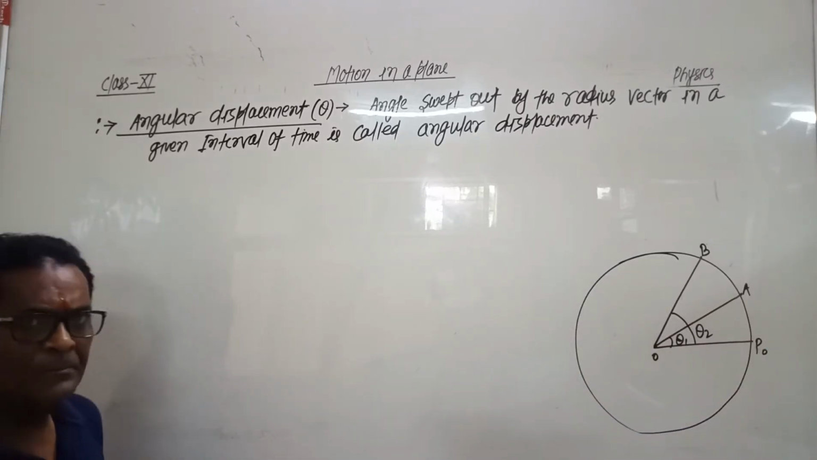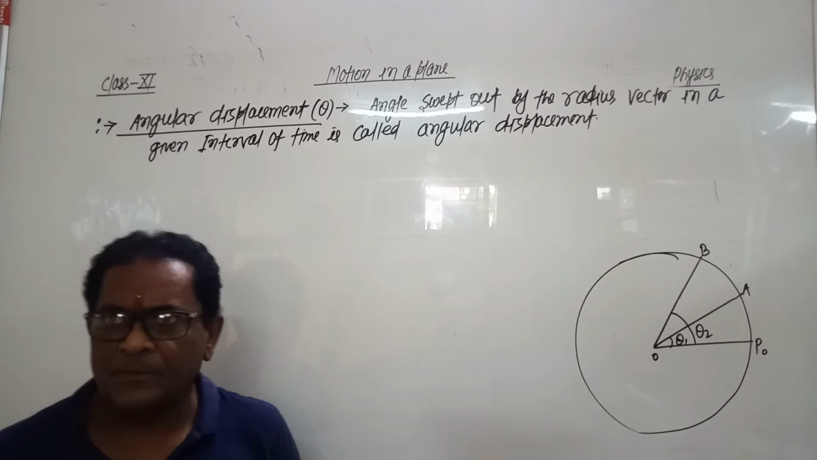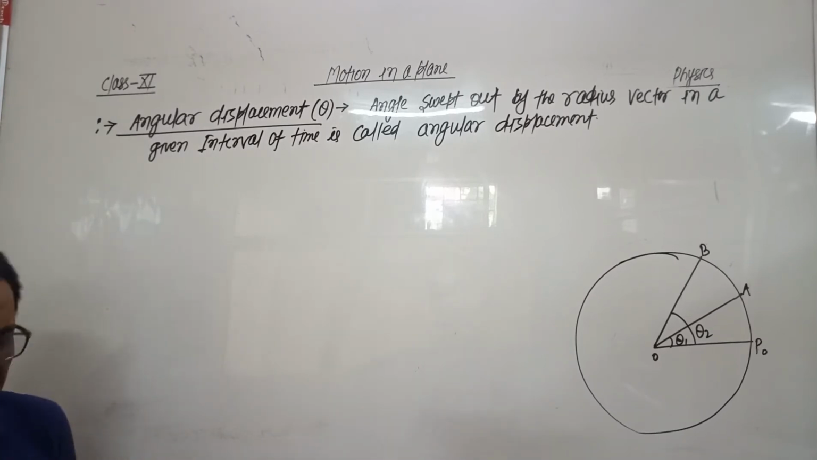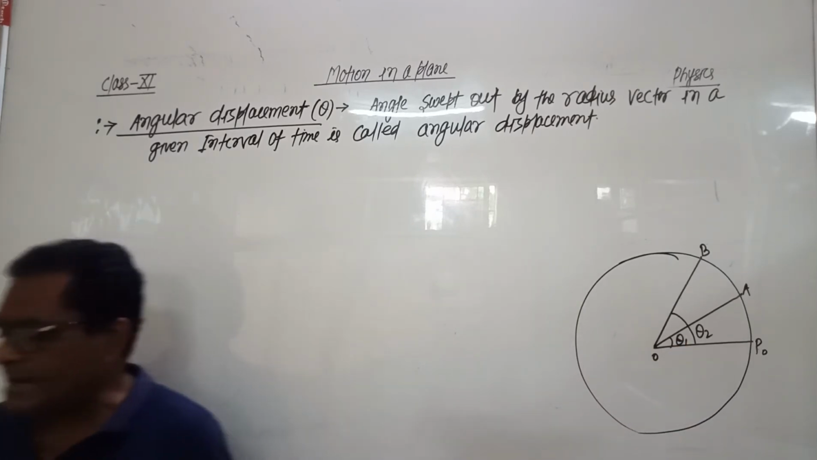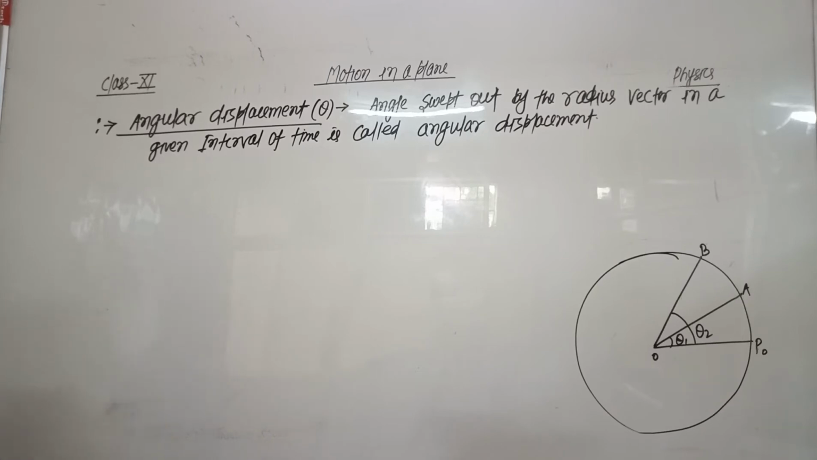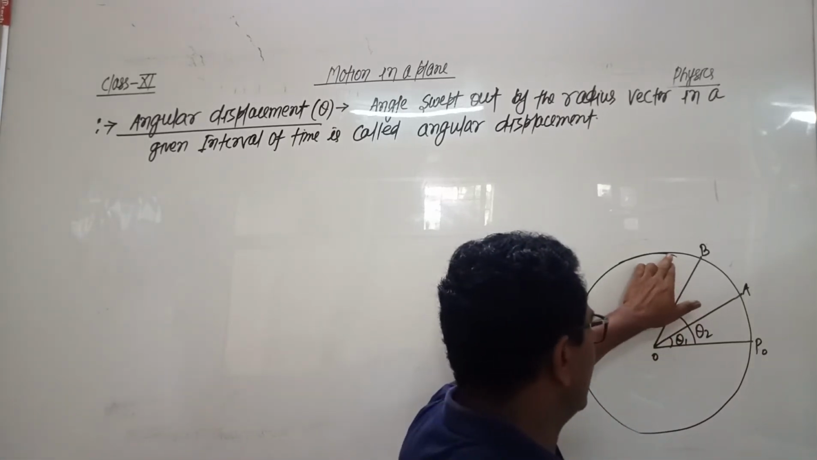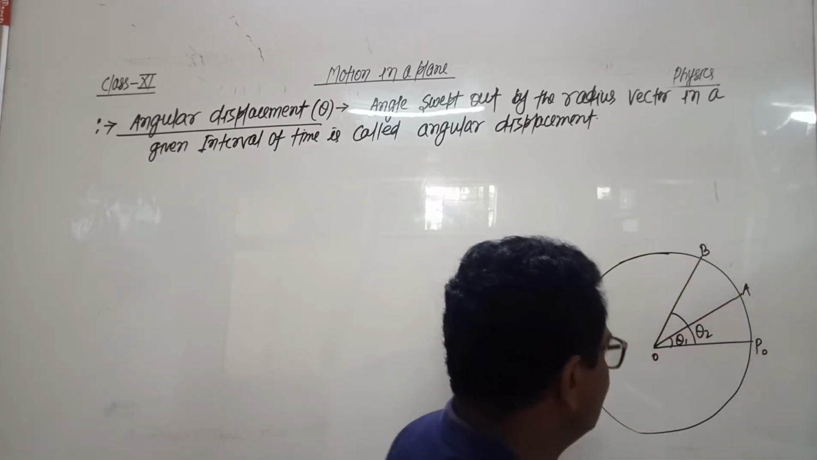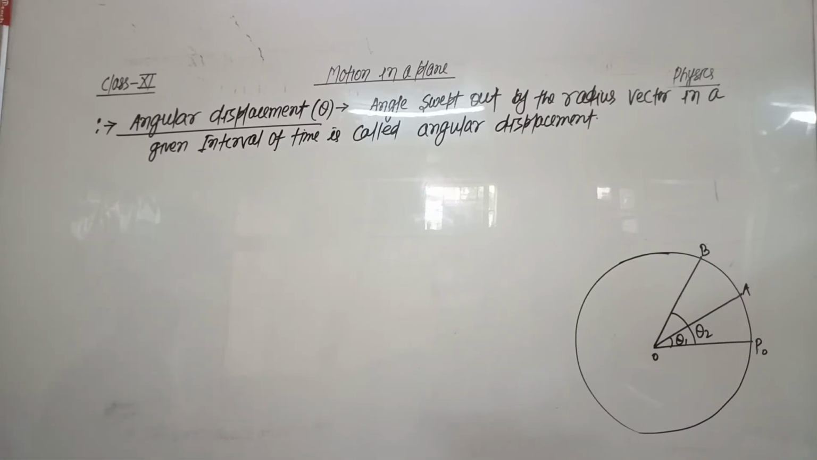Suppose a particle executes uniform circular motion. The particle started from point P0. After time T1, its angular position is theta 1. Theta 1 means angular position. After time T1, the particle reaches point A and its angular position is theta 1. And after time T2, the particle reaches point B and its angular position is represented by theta 2.